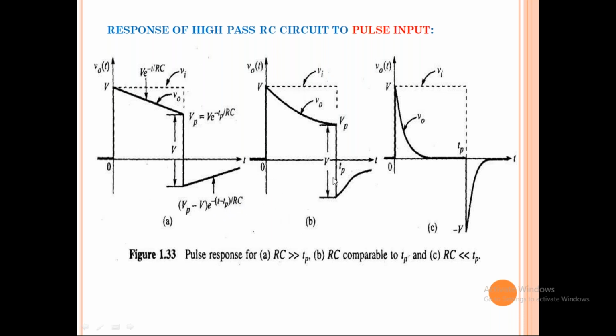RC is comparable to TP condition. RC is far less than TP condition. This is a very, very important condition. RC is far less than TP, which means the capacitance is a very small value. The time constant is very small, so the capacitor will be charging fast. Automatically the voltage drop across the resistor will be discharging fast. So the output voltage across the resistor will be fastly discharging. Similarly, at t equal to TP, the input voltage suddenly falls by V volts, so the output voltage also falls by V volts. That means minus V, and again the capacitor will be charging.